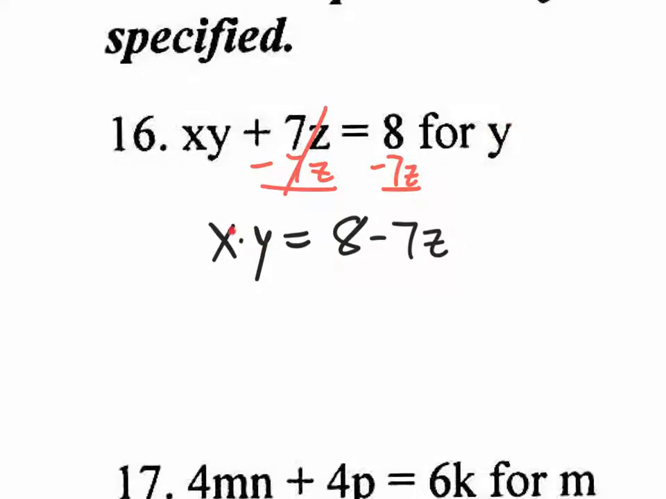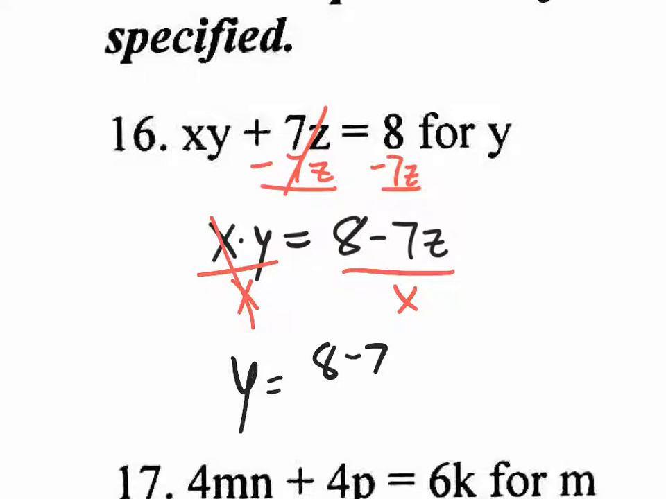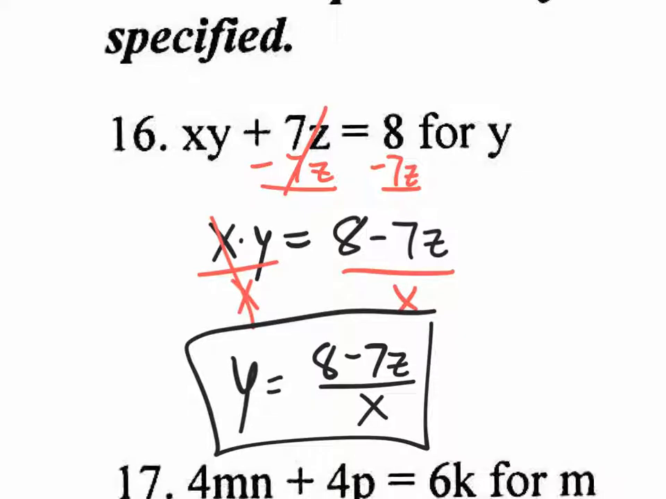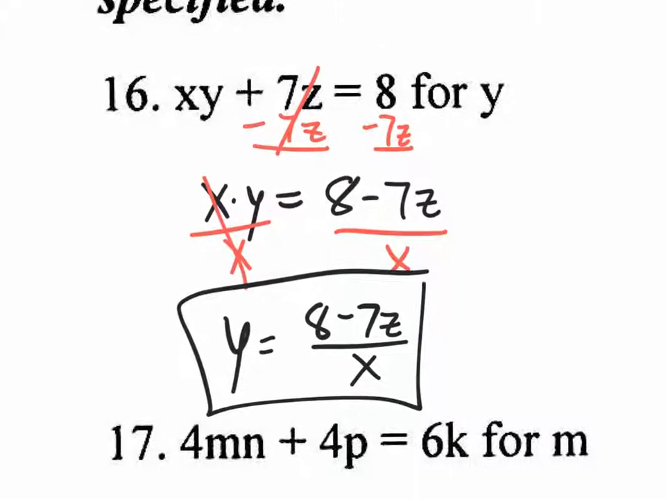So here's y. What do I do to get rid of this x? Divide by x, that's right. It'll cancel out. What you do to one side, you do to the other side. 8 minus 7z over x. So that's your answer. Good job. Let's do one more, then we'll be done.